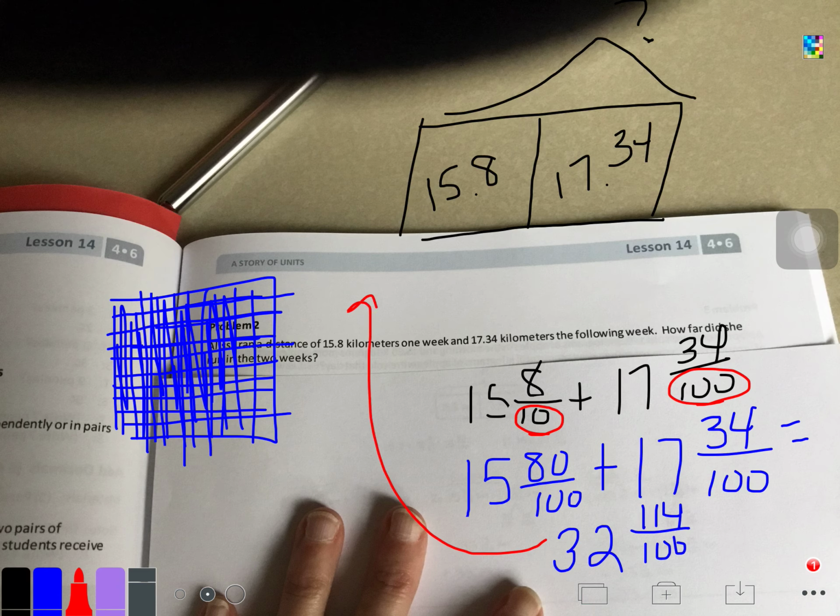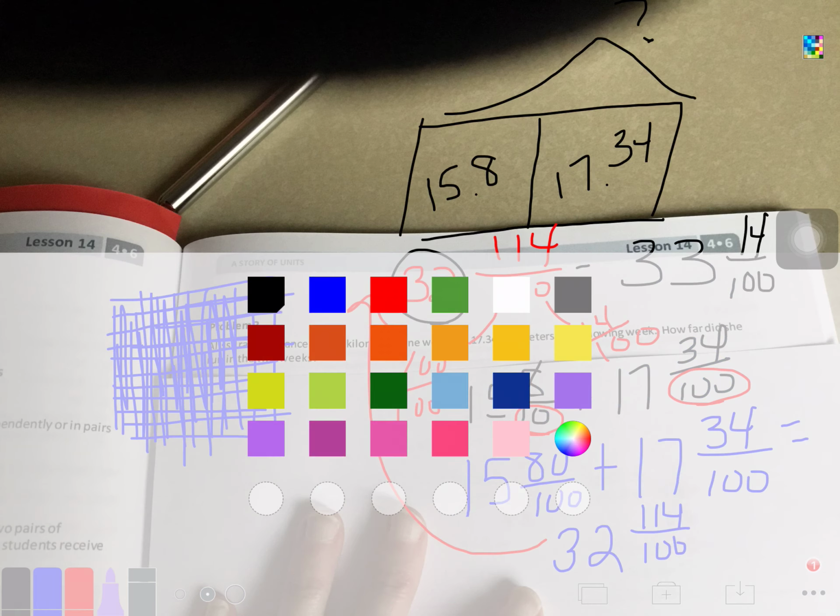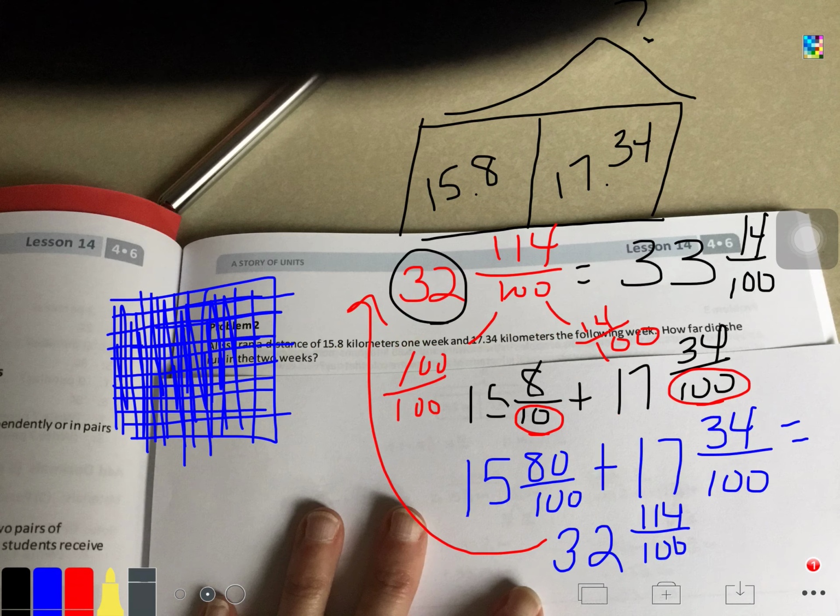I'm going to split that out, and I'm going to take my work up here where I have some room. I'm going to take my whole out of 114/100, so that would be 100/100 and 14/100. Okay, so I have one whole, and I'm going to add that to the 32, so that gives me 33 wholes plus 14/100. So my final answer would be 33 and 14/100.